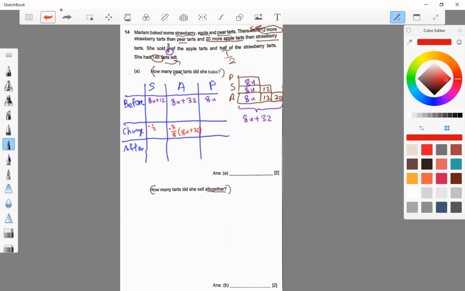Okay, let me just make it clearer for everyone. So since I need to carve out some space, I'll need to erase away the line to show that it is minus half of 8 units plus 12. Perhaps I'll use another color so that it'll be clearer for all of you. So minus half, bracket 8 units plus 12.